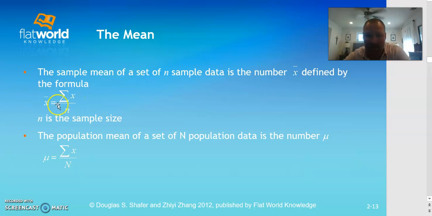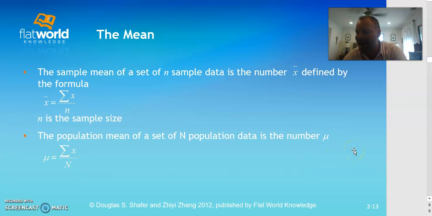To calculate it, all you do is you add up all of your values that you get from the sample, or your scores, or your temperatures, or whatever they might be that you're measuring, and then you divide it by the sample size, which is n. Okay? The population mean of a set of the population is the number, and this looks like a U here, but it's actually the Greek symbol mu.